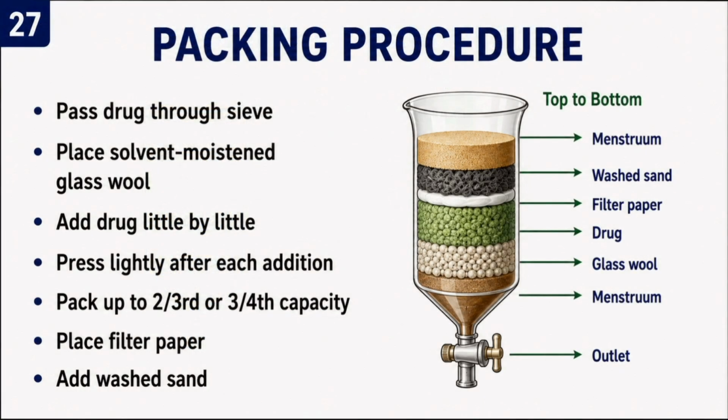Packing procedure. First pass the drug through a suitable sieve. Then place the solvent-moistened glass wool and the drug little by little. Press lightly after each addition. Pack the material to approximately 2/3 or 3/4 of the percolator capacity. Place the filter paper on the top. Finally add the washed sand.